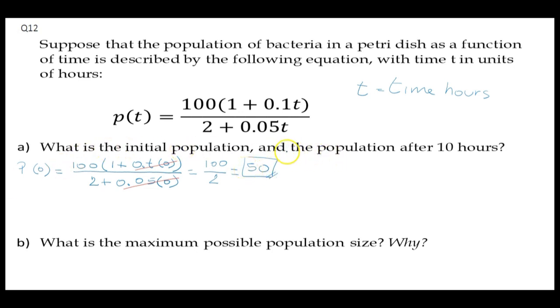Now the second part of the question, the population after 10 hours. That means we have to substitute t by 10. So we have 100, open parentheses, 1 plus 0.1 times 10. All that is going to be over 2 plus 0.05 times 10.